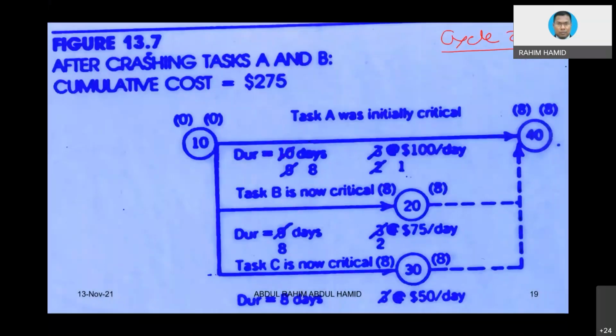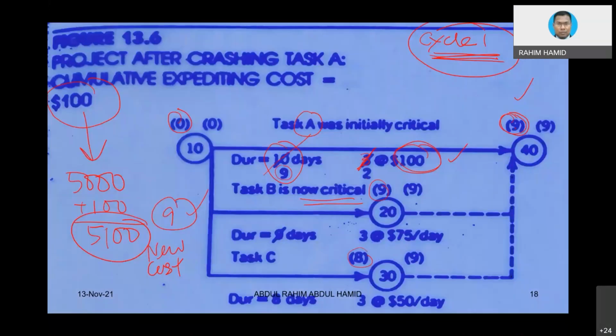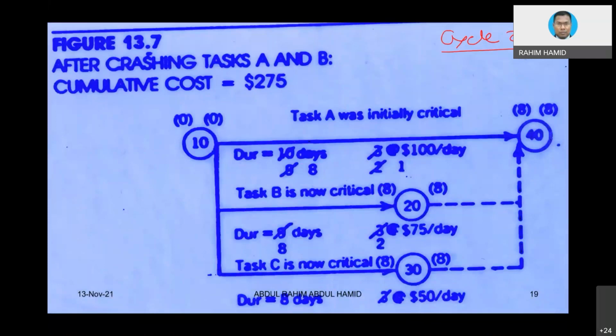Since from the first cycle we already indicated that tasks A and B are critical, you simply cannot say, let's say, B is much cheaper, so you want to decrease B only by 1 day. You cannot do that, because even though you decrease activity B by 1 day to 8, activity A will still be 9. So you have to reduce both A and B, 2 activities, in order to achieve this.